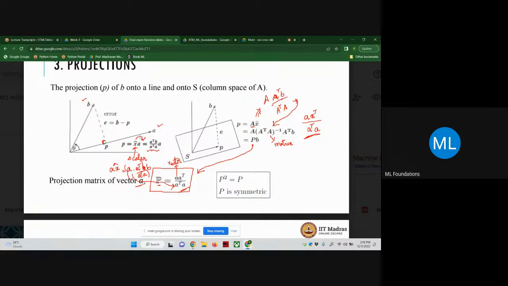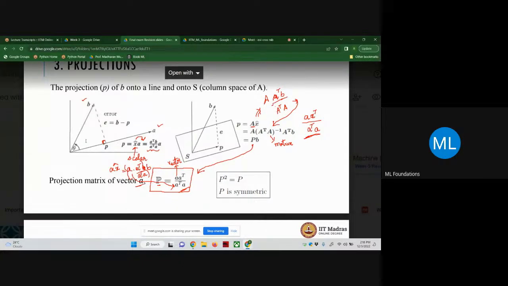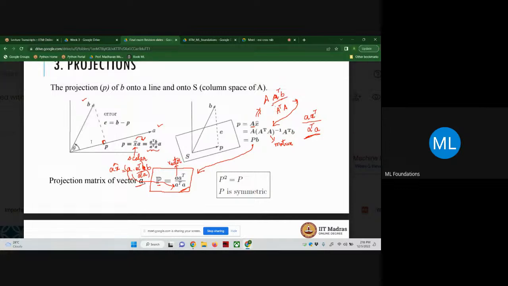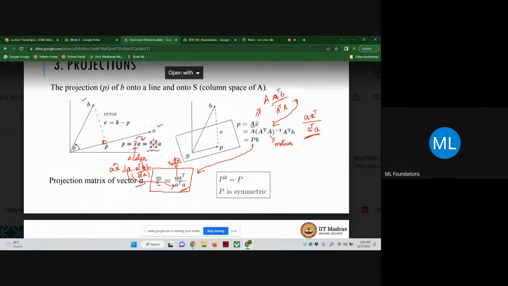So in this case, there is going to be a projection of b onto a, and then there is going to be some component which is perpendicular to a. That is called the error. The perpendicular component is called the error, e, which is the actual vector minus the projected value p, that is, b minus p.